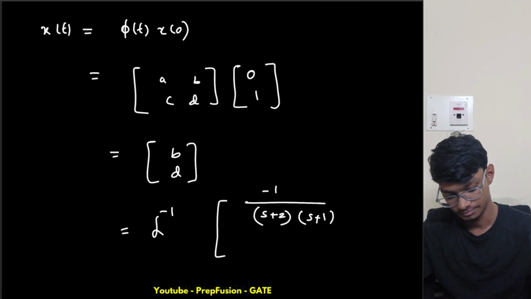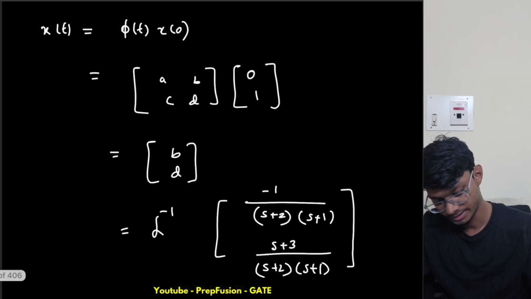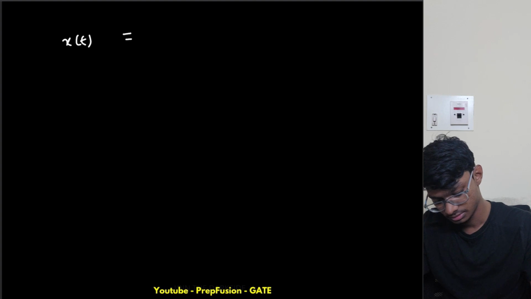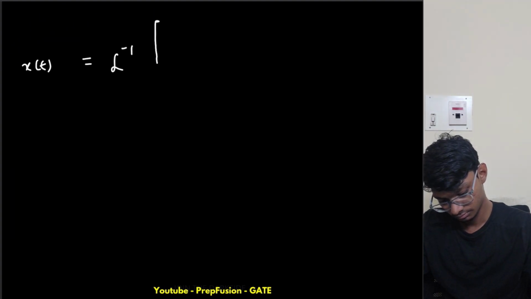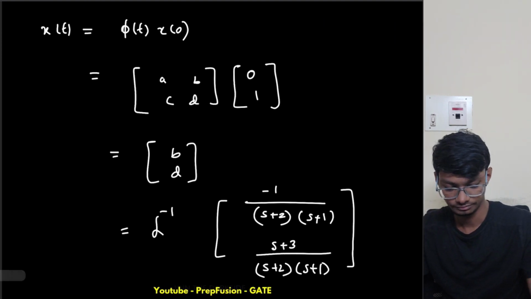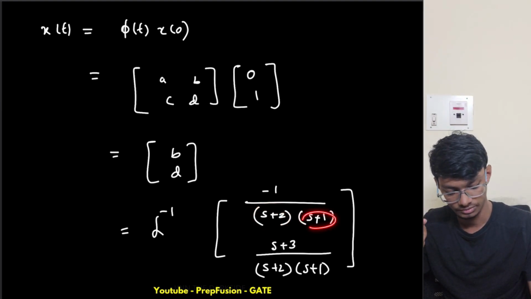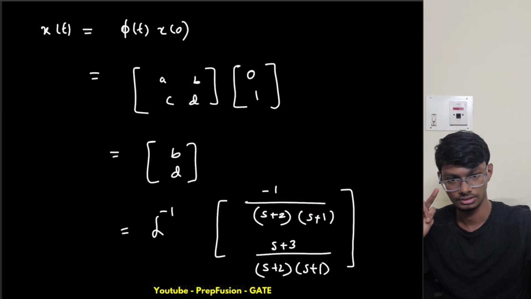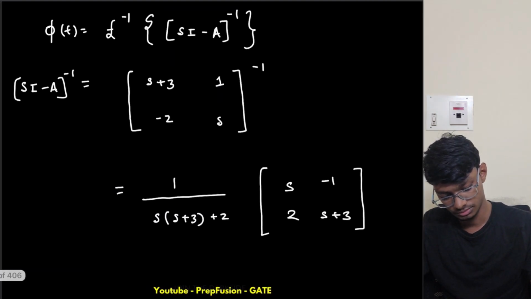Okay, so S plus 2 into S plus 1. Now I can expand this again and take the Laplace inverse. Let me bring this over here. So this, right, is simply S equals to minus 2, S equals to minus 1. If I put S equals to minus 1, what do I get? I get minus 1 over 1. So it is simply minus of e raised to power t, right? Minus of e raised to power t. So this one is minus only.